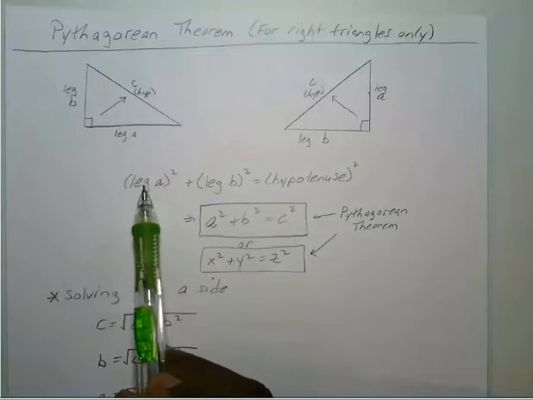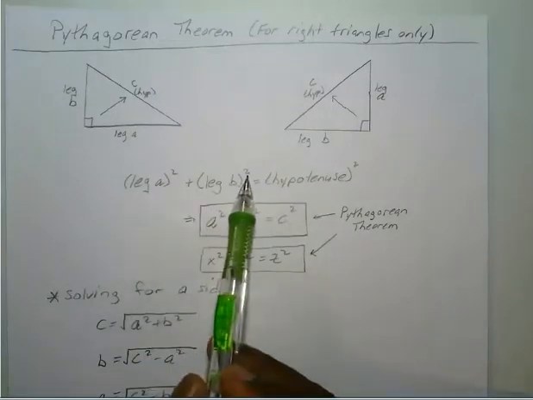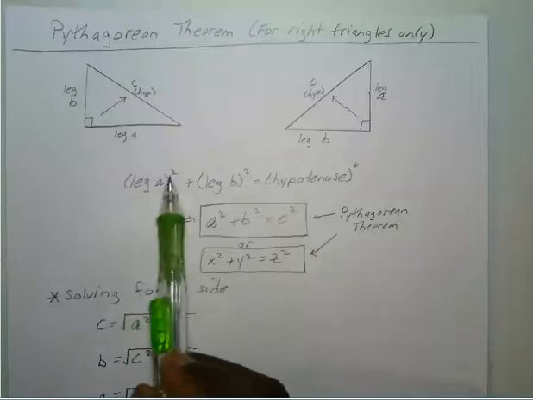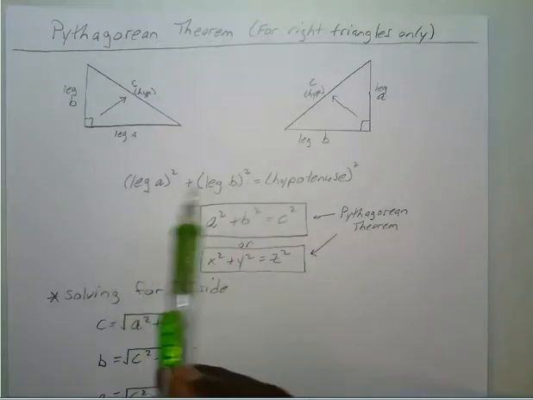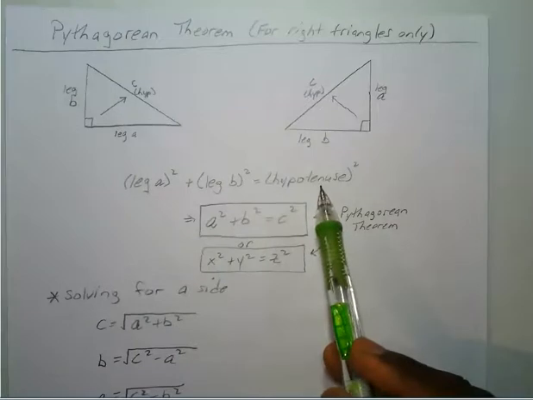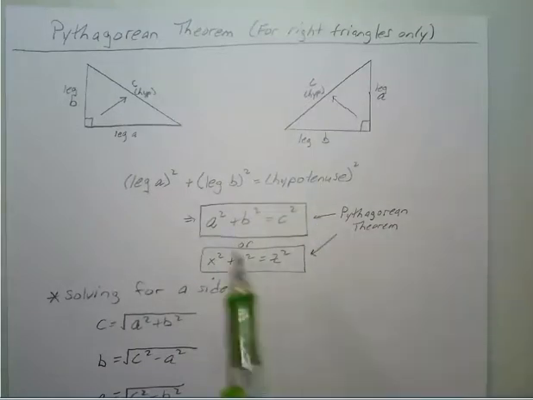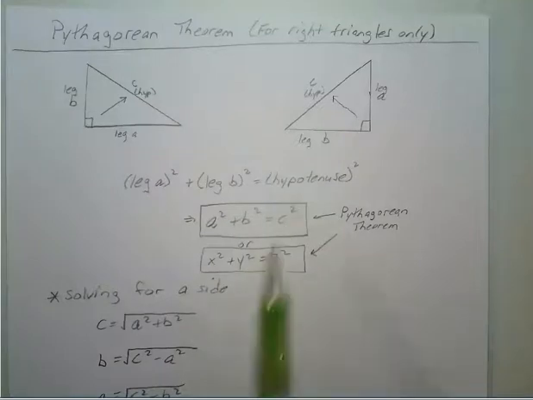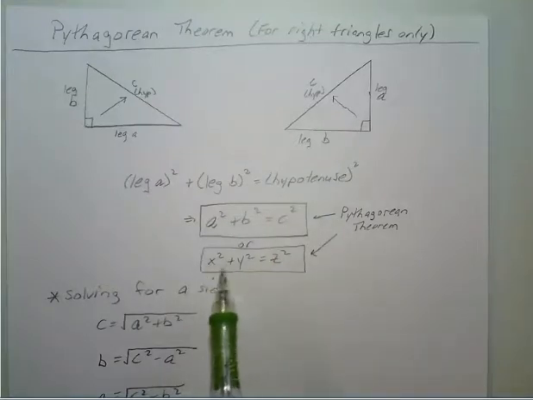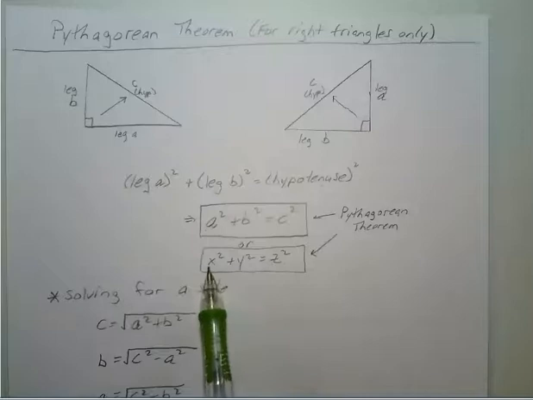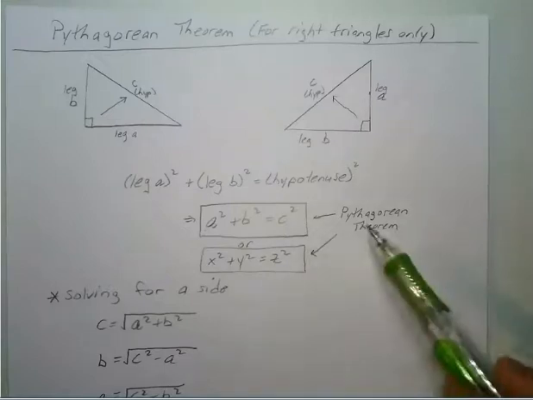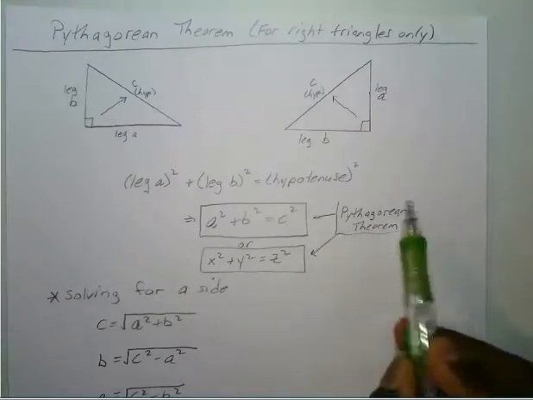Okay, so if you have leg A, you're going to square it plus leg B squared. Like I said, it doesn't matter, because it'd be the same if you had leg B squared plus leg A squared. It'll give you the same answer on this side, equals the hypotenuse squared. So you usually see it as A squared plus B squared equals C squared, or sometimes instead of A and B, they'll use X, Y, and Z, so it can be X squared plus Y squared equals Z squared. Both of those represent the same thing, and that is your Pythagorean theorem.